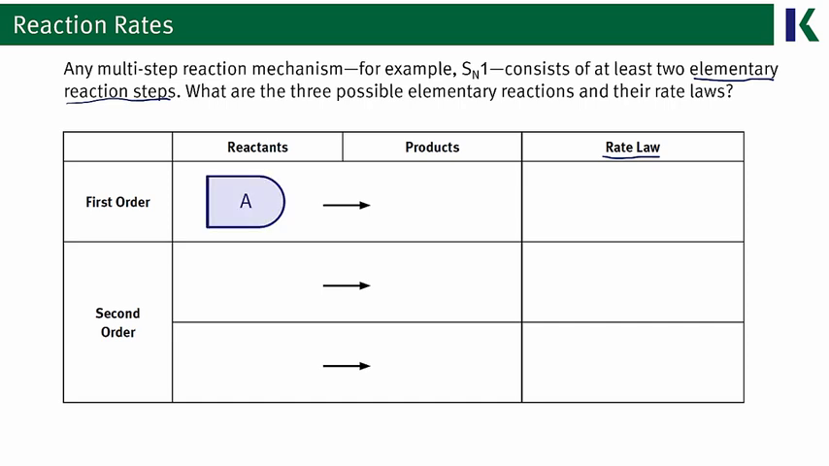We start with a single reactant. What I'd like you to do is think about what that single reactant could do in a reaction step, and then also capture the rate law that would be associated with such a reaction. By far the most common thing that a single reactant is going to do is to split apart. You actually see this all the time and you might not even recognize it.